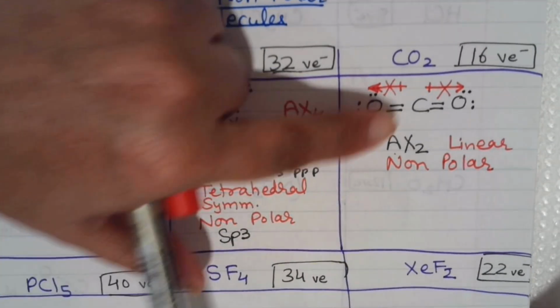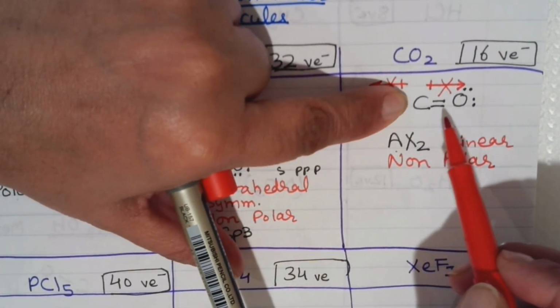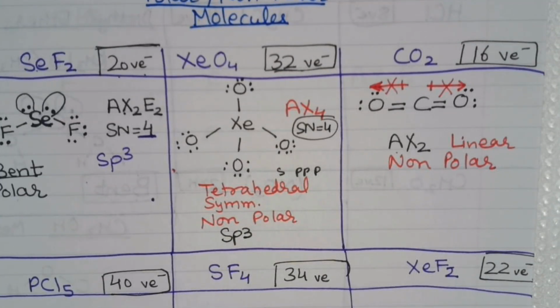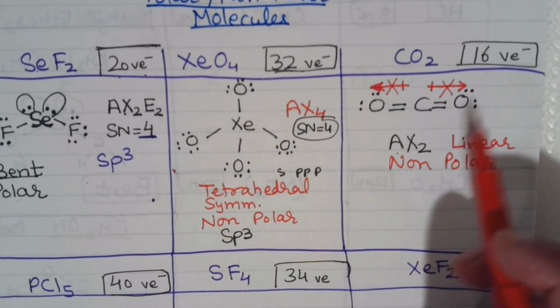If you draw the structure of carbon monoxide, there will be a triple bond, then the bond will be polar, right? So carbon monoxide is polar, whereas carbon dioxide is non-polar because it's symmetrical.